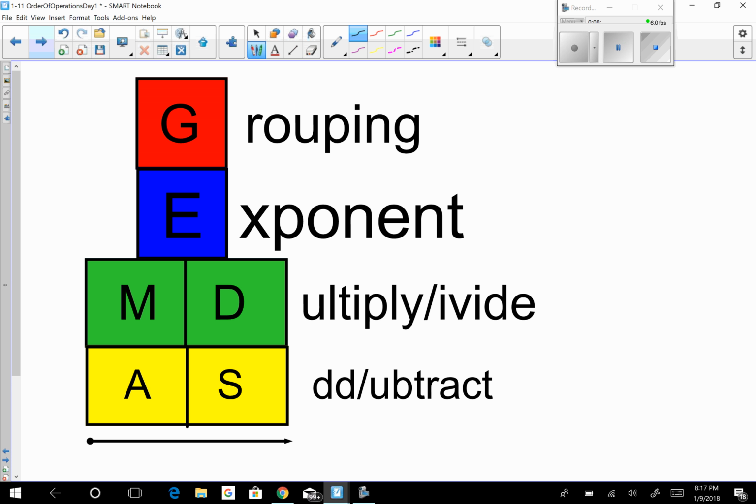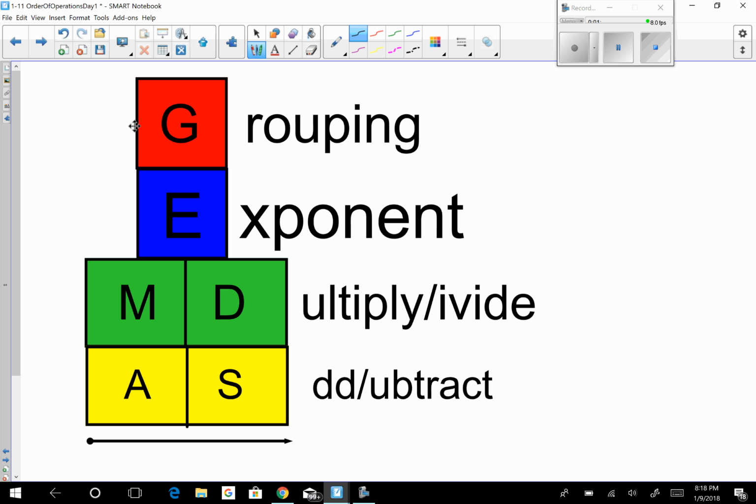Okay, so order of operations, and I know y'all probably have done a little bit, but in 6th grade we're going to take it up a notch. So we're using GEMDAS. You may have heard PEMDAS. Okay, it's the same thing, but we're using G for grouping instead of P for parentheses because you can have many different kinds of grouping symbols. They're not always just going to be parentheses, but it means the same thing pretty much.